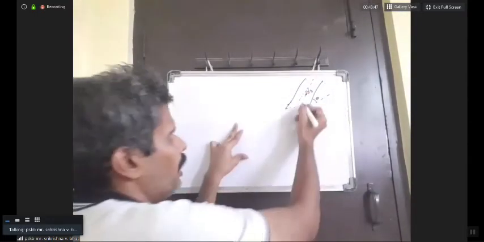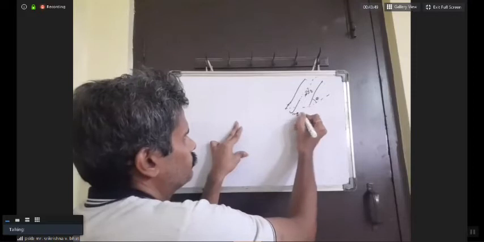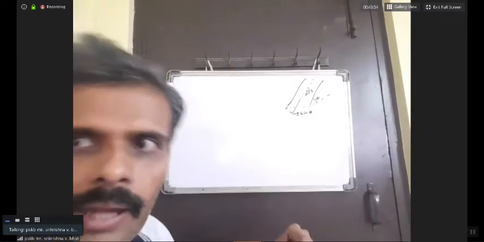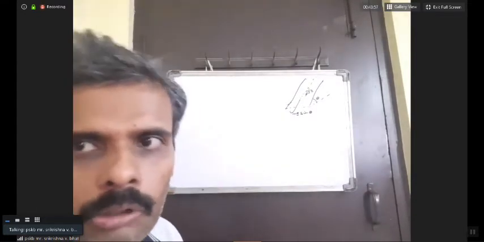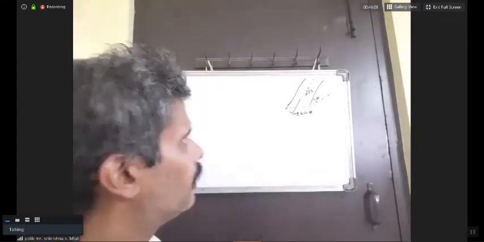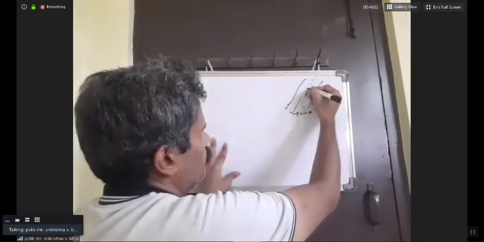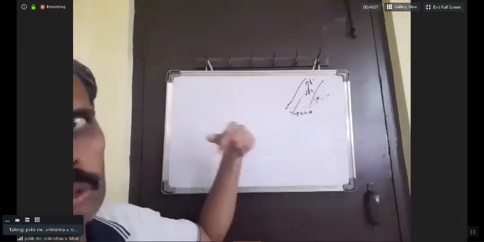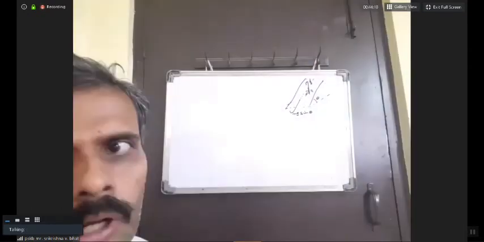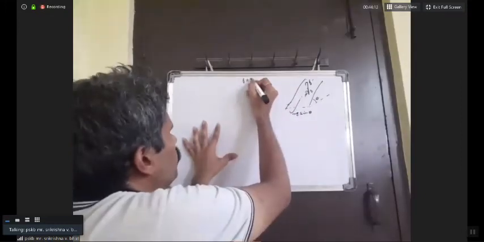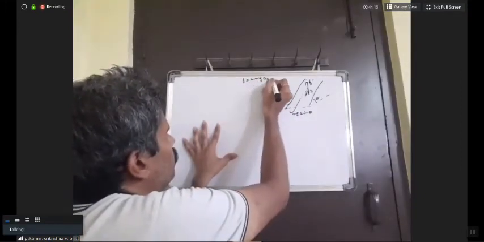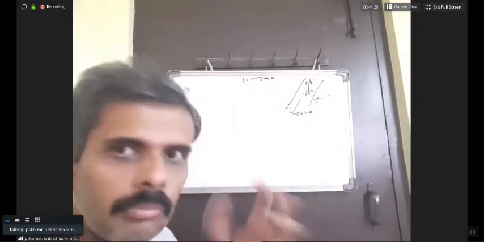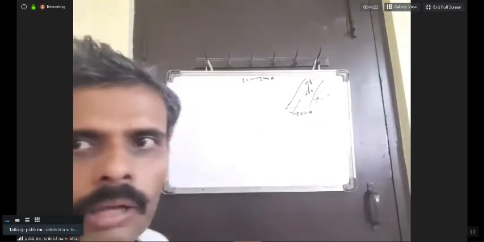Here you can see that the mg sin theta force acts along this line, and mg cos theta acts into the plane, normal to the plane. Since the mass moves like this, the friction force will act in the opposite direction, and its value will be mu mg cos theta. These are some simple things we can look at first.